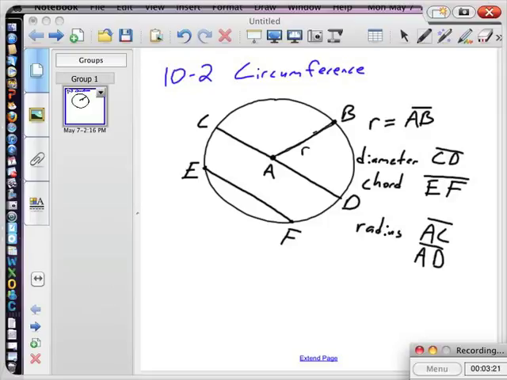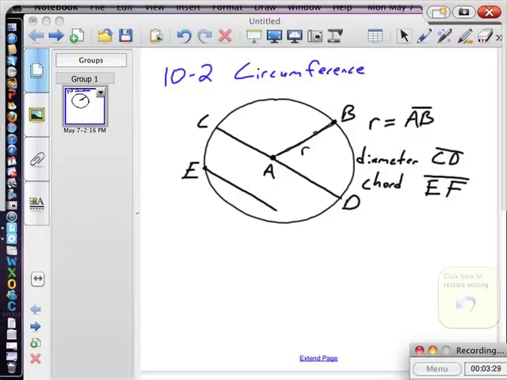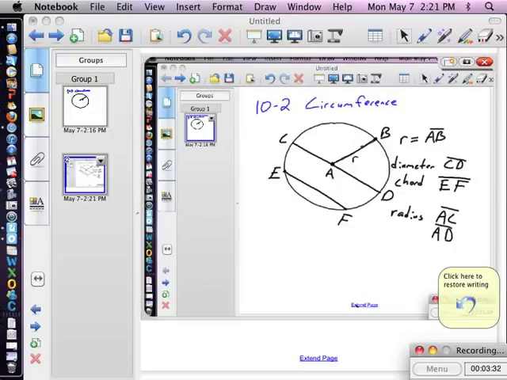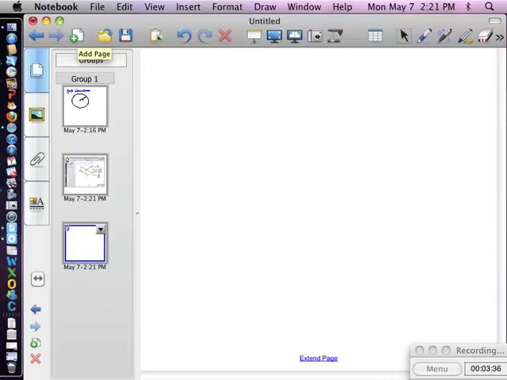So to find the circumference of a circle, we have a couple different formulas. We can use circumference equals pi times diameter, or we can use circumference equals 2 times pi times the radius.